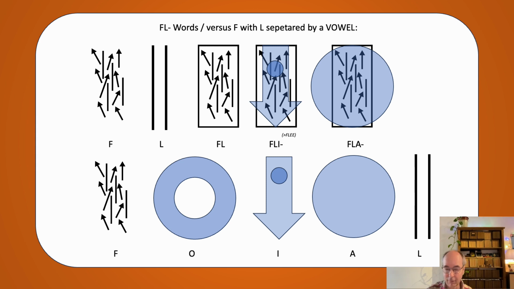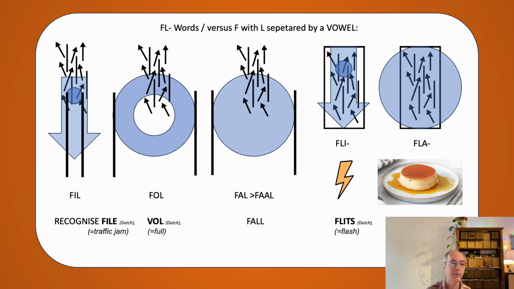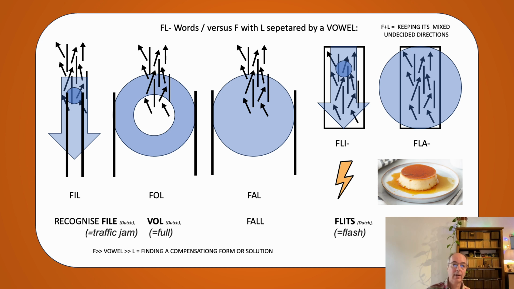So what will be the difference? I'll give you a very simple example. I have here some combinations of FIL, FOL and FAL, very easily expressed, compared to FLI, FLA. With FLI, what is not finding a direction immediately will continue to do so with FLA as well. So as you can see here, already two examples here. And you can imagine also some examples here. So the flea, where all kinds of directions will continue to do so, to find all kinds of directions.